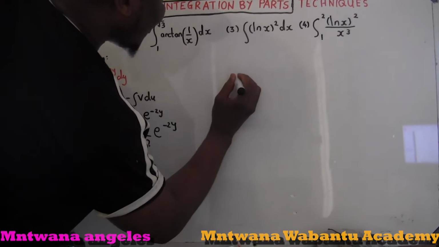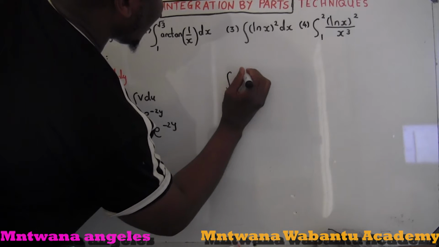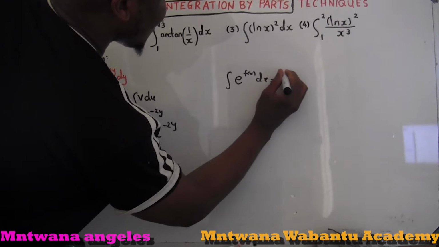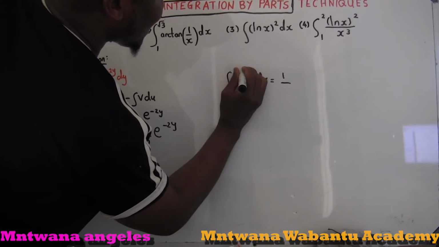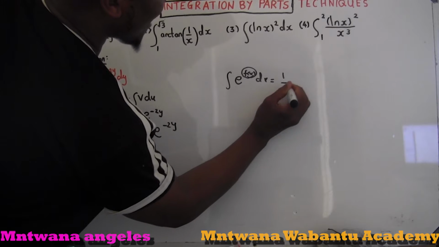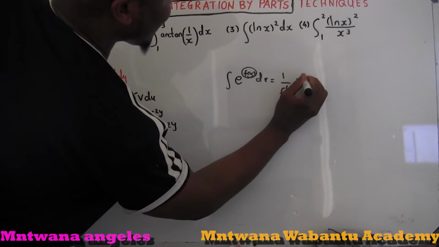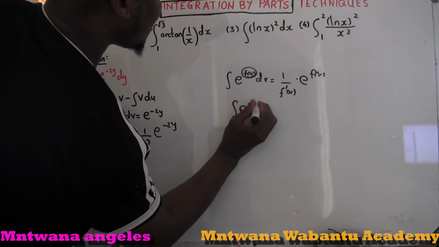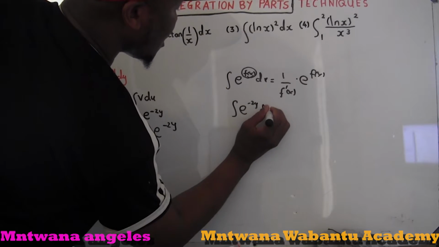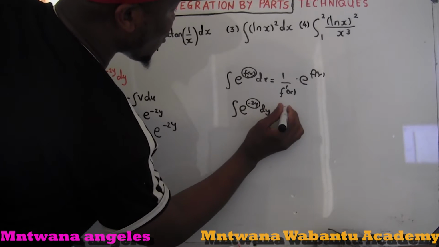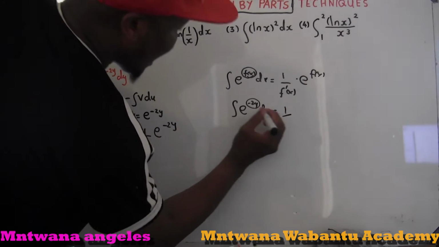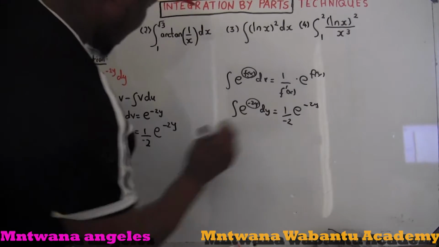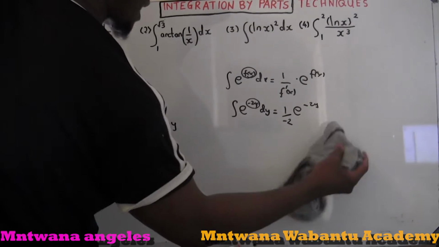It's like this. If somebody says integrate f of x, what you do is write 1 over the derivative of what you have here, f prime, and then write exactly the same function. That's what I did there. It's the integral of e^(-2y) dy, so I wrote 1 over the derivative of negative 2y, which is negative 2, and then wrote e^(-2y) exactly. That's how I got this one, so now I can erase it.